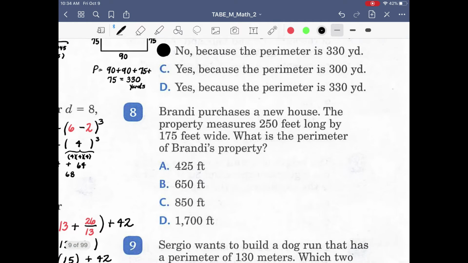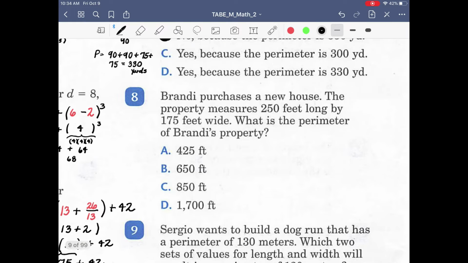Number 8. Brandy purchases a new house. The property measures 250 feet long by 175 feet wide. What is the perimeter of Brandy's property? So the first thing I want is my variable box with P, L, and W in there. I am going to sketch the picture just because I like to do that. You don't have to. That is 250 by 175.